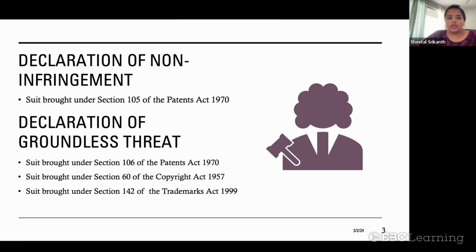So the other kinds of suits that are normally filed in courts in India, which have become now regular, is a declaration of groundless threat, right? So under the Copyright Act, this concept is covered under Section 60. To give you the right picture of what exactly it applies to, I want to read from the section and then explain its applicability.